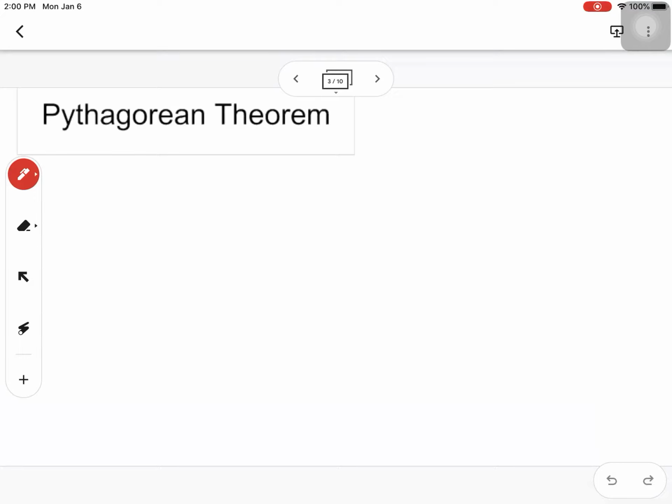Okay, what you should have learned way back in geometry is that the Pythagorean theorem works in a right triangle, and it has to be a right triangle to work. If you don't have a right triangle, you can't use it. And in that right triangle, we let our legs be represented by A and B, and our hypotenuse, or the side opposite the right angle, to be C.